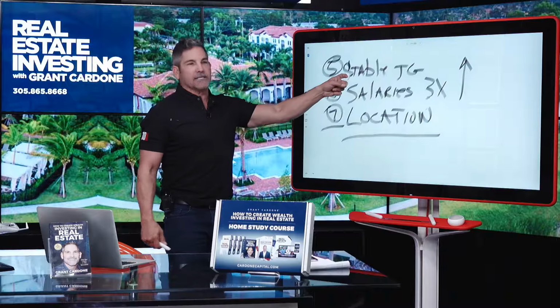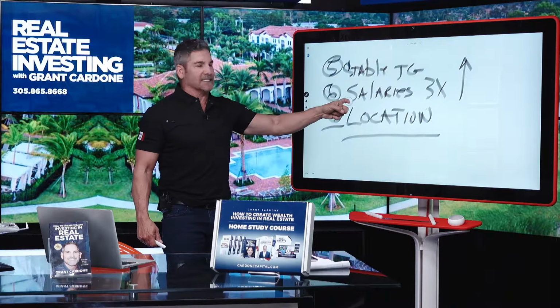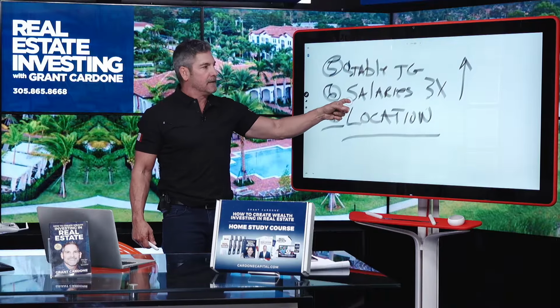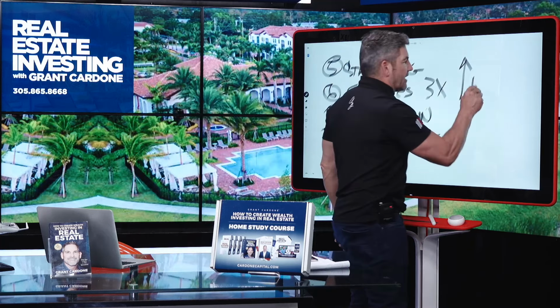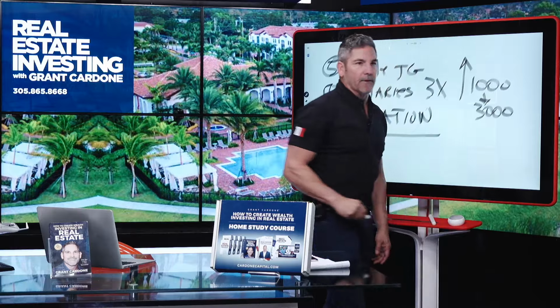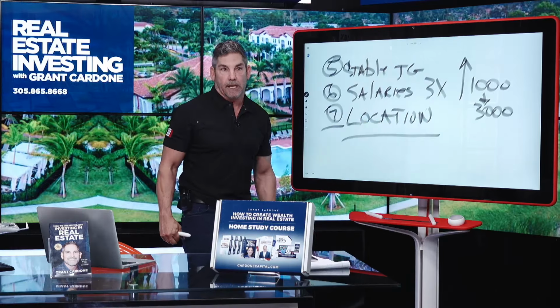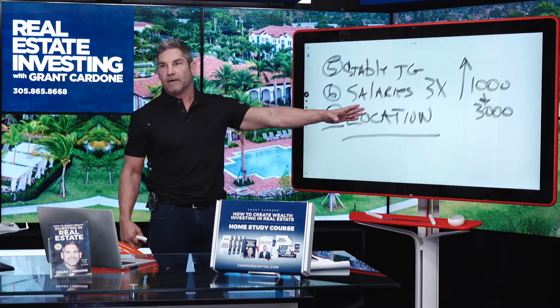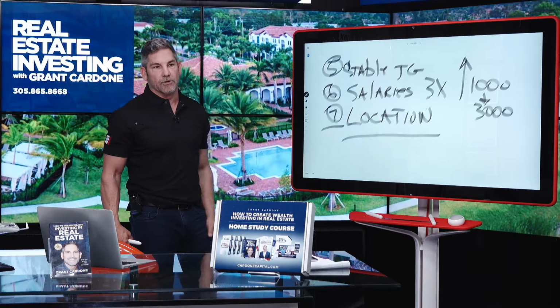Hey, I got stable job growth in the marketplace. I got salaries 3 times rent. That means if you're renting for $1,000, the incomes are $3,000 or better a month. That's pretty easy to achieve in America. It's $36,000. In New York, that's poverty.